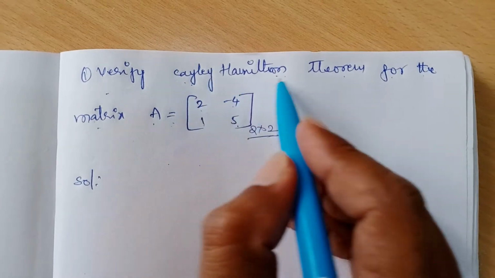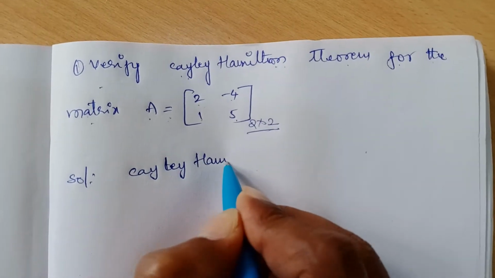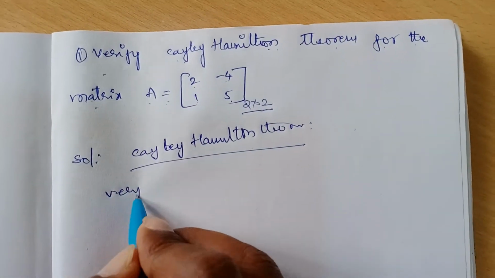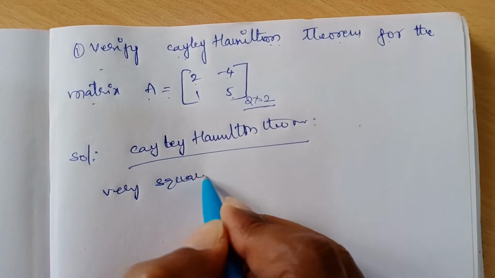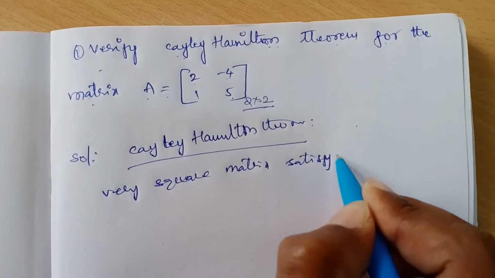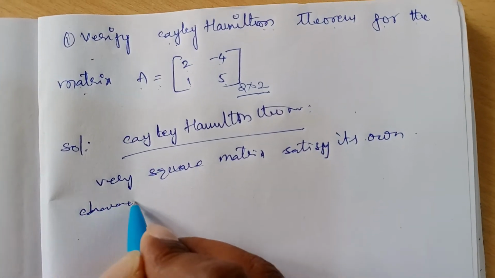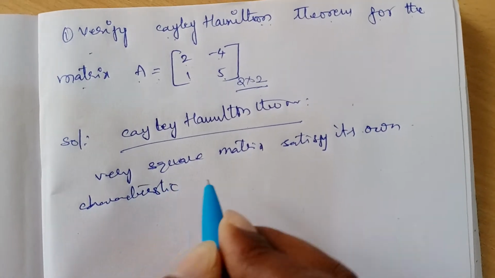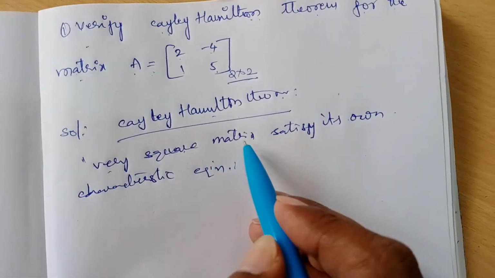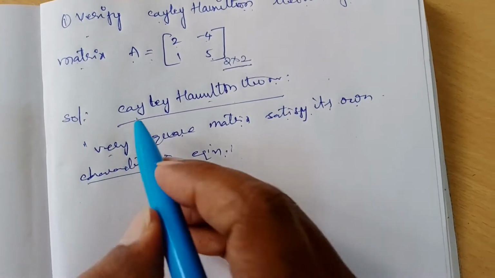Solution. See, first of all, Cayley-Hamilton theorem means every square matrix satisfies its own characteristic equation. See, what Cayley-Hamilton theorem means: every square matrix satisfying its own characteristic equation is called the Cayley-Hamilton theorem.